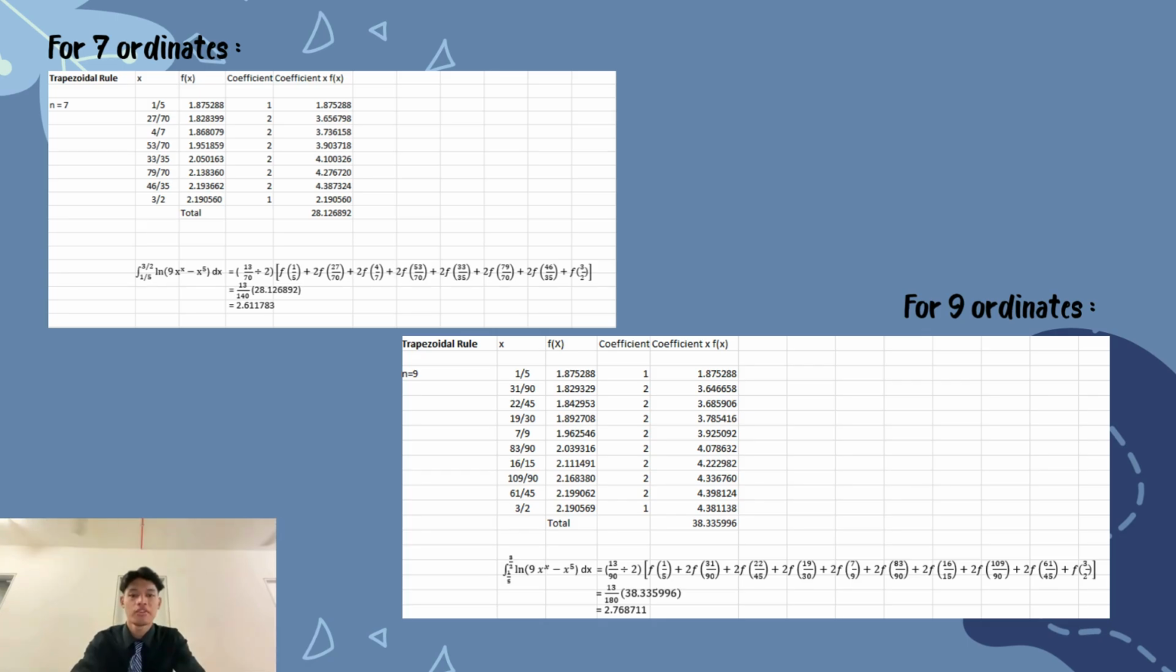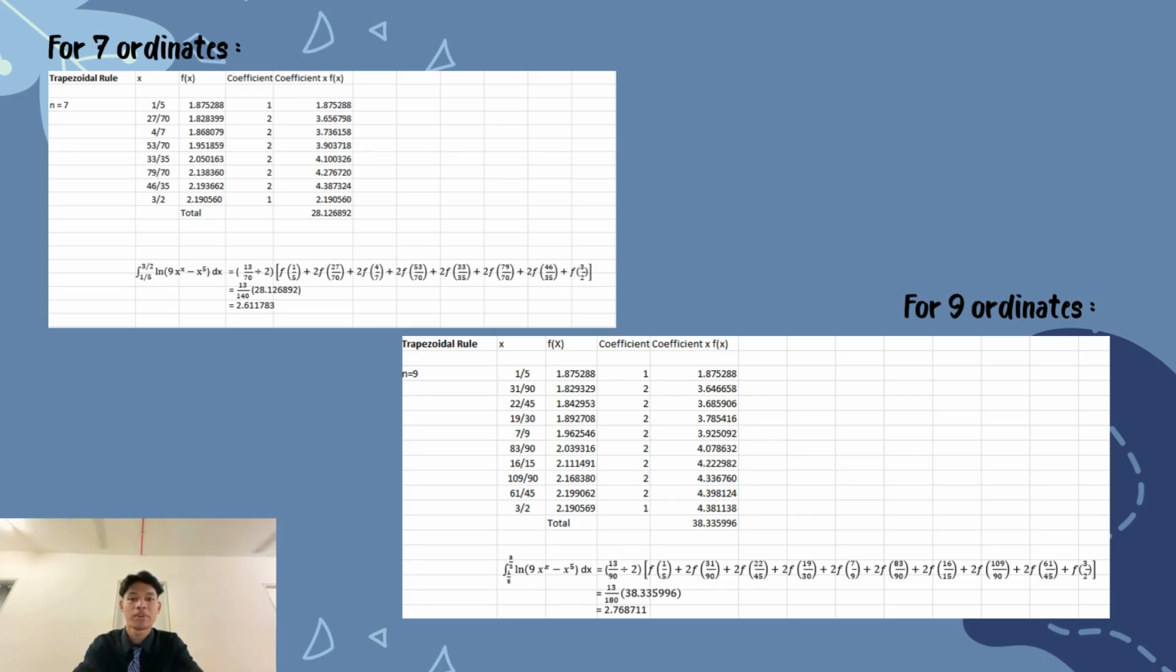2.611783. And for 9 ordinates, we got 10 intervals consisting of 1/5 followed by 31/90 and lastly 3/2. For fx, we start with 1.875288 followed by 1.829329 and lastly 2.190569. For the coefficient, we start with 1 followed by 2 and lastly we end with 1.